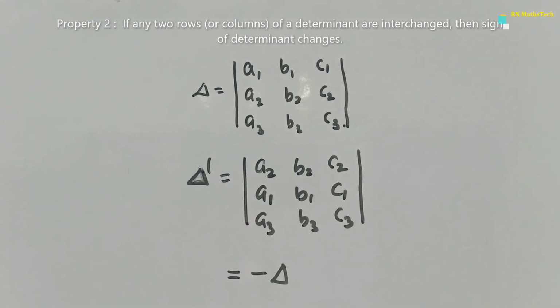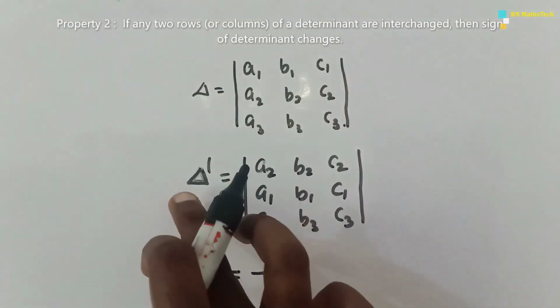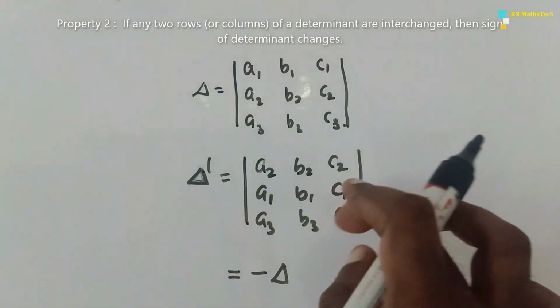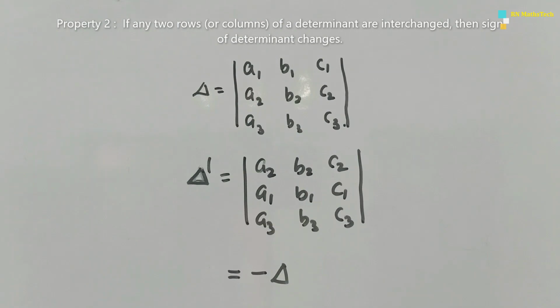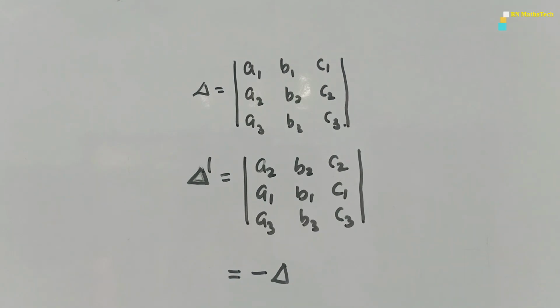That is, if we interchange any two rows or any two columns of a determinant, then the sign of the determinant changes. So assume that if delta is equal to k, then if we interchange the first row and second row, then delta dash becomes negative of k. Or if we interchange any two columns or any two rows, the sign of the determinant changes. Okay, that is the second property.